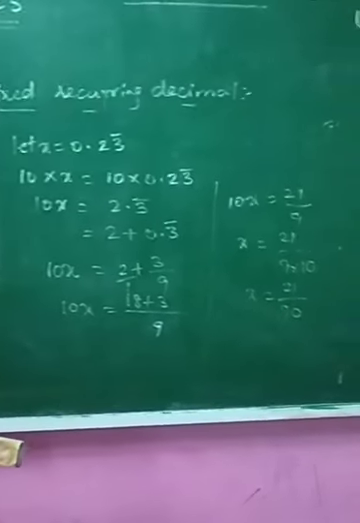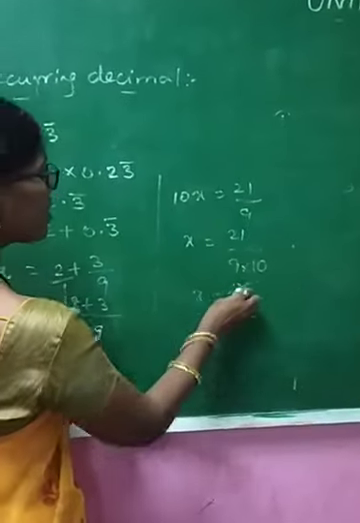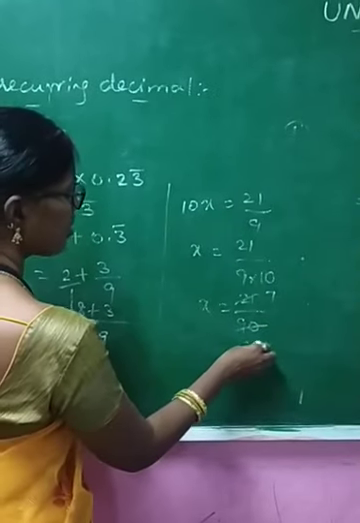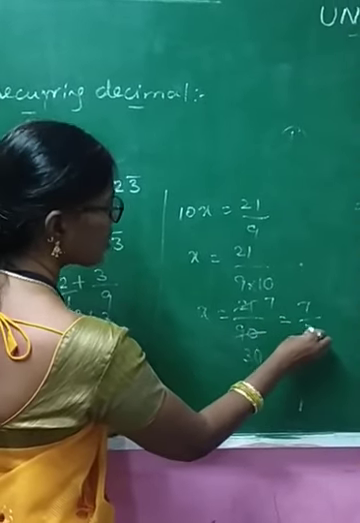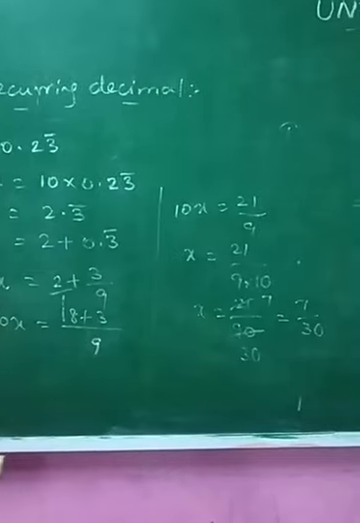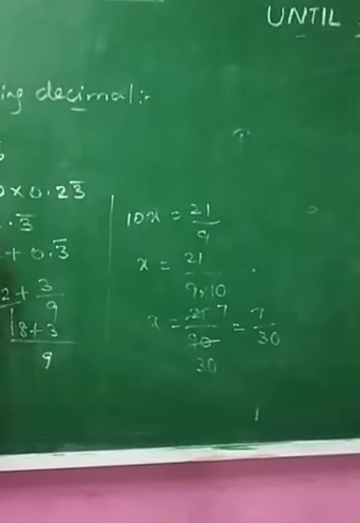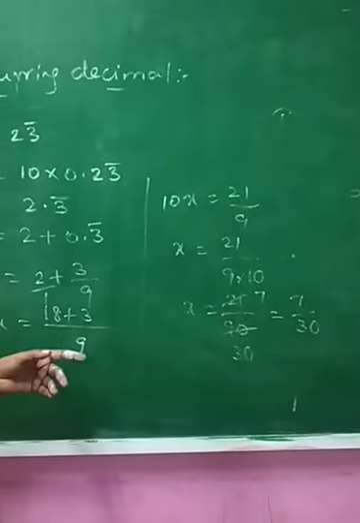We can simplify. So how to simplify? 3 sevens are 21, 3 thirties are 90. Then this we can't simplify further. So 7 by 30. So that is the simplified form of the mixed recurring decimal, and there is an easier way we can do it.